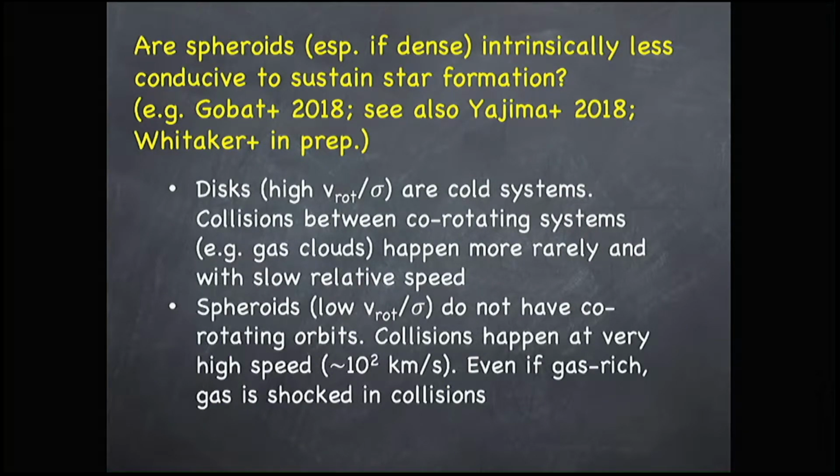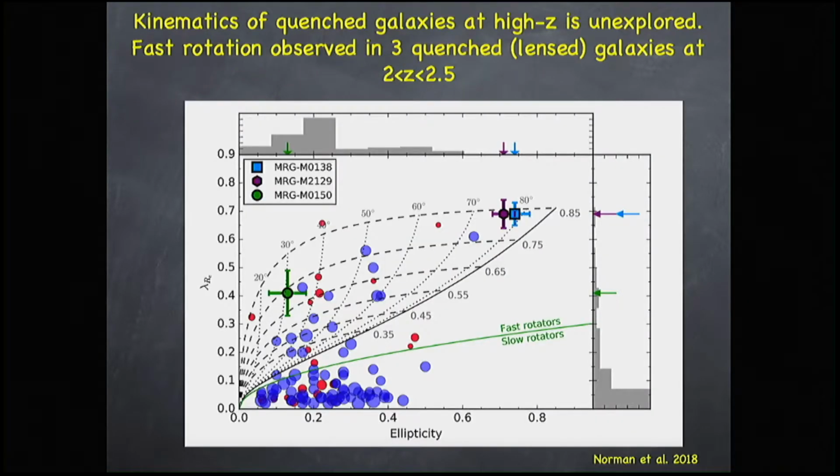People have been asking lots of questions. Could it be, for example, that spheroids are intrinsically less conducive to maintaining sustained star formation activity? This has been suggested in a number of papers. I think Whitaker has some results as well. But a clear correlation between morphology and star formation, I would say, on a physical ground, has not yet been established. The loss of angular momentum.